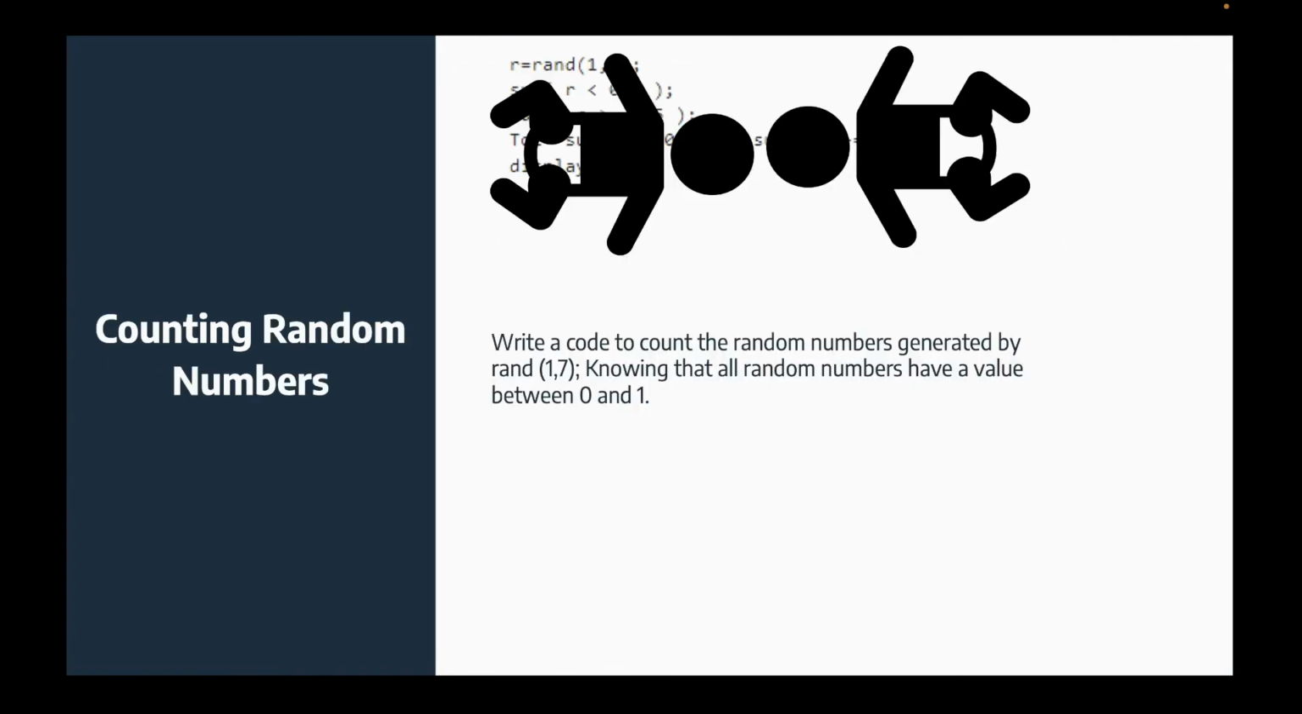Now, counting random numbers. I want you to write code to count random numbers generated by the function rand(1,7), semicolon, knowing that all the random numbers generated will have a value between 0 and 1.